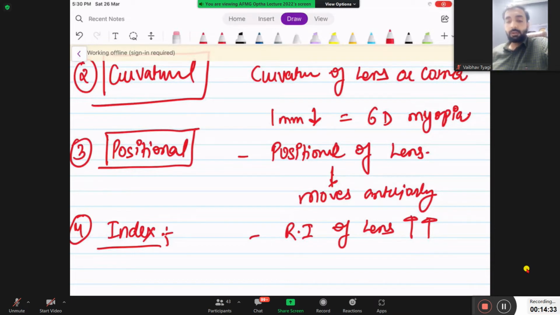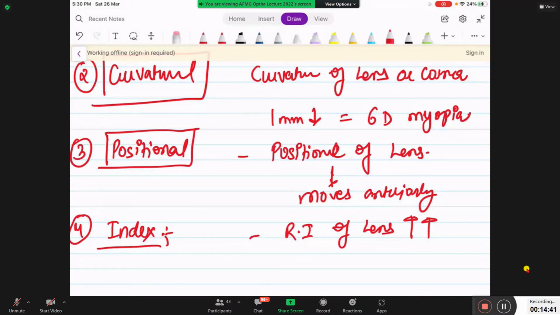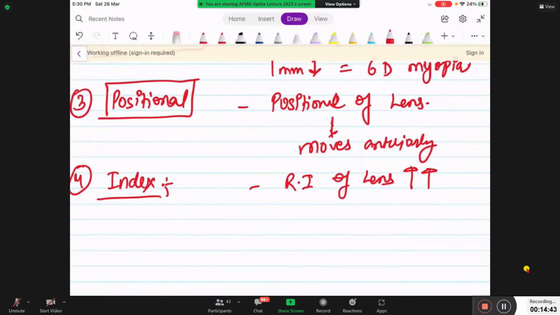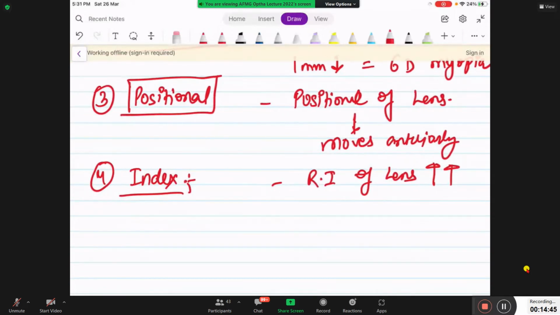Wait, just hold on. What it is called when the image falls behind, we will discuss. Right? So these were the classifications of myopia.